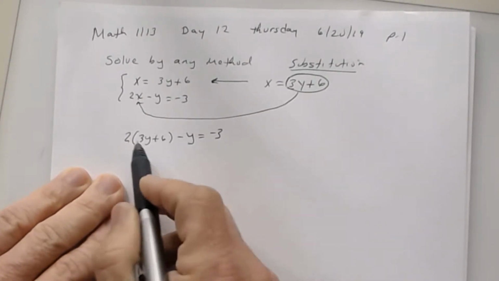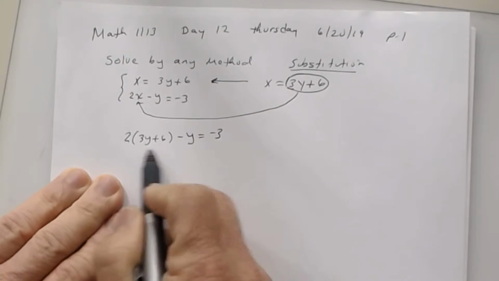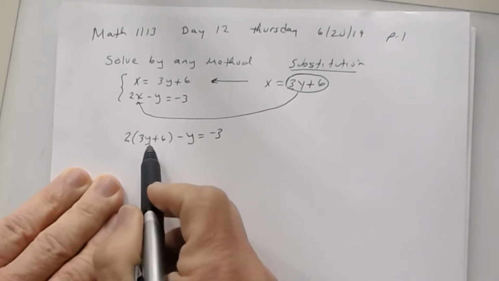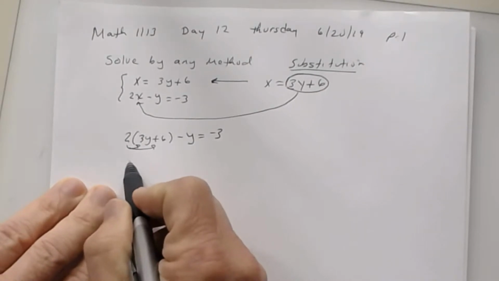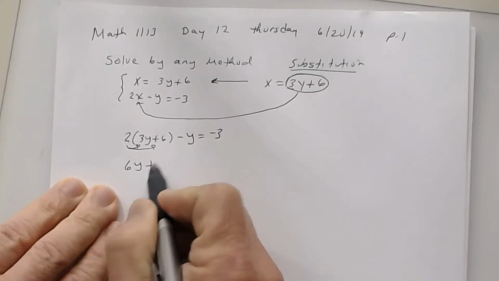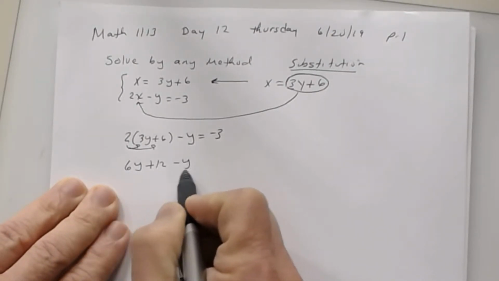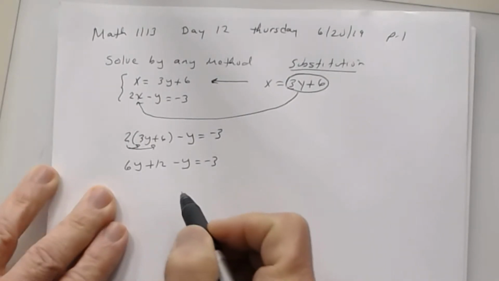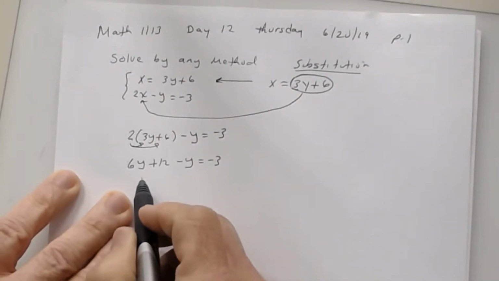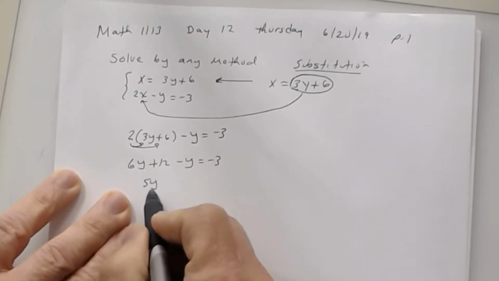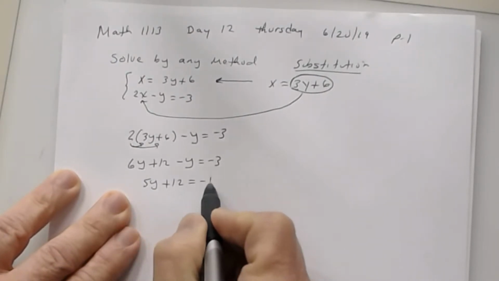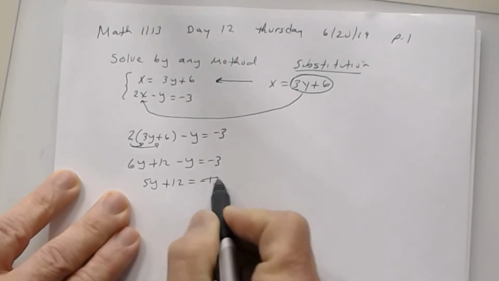All right. So now I've got to solve this equation that only has one variable in it. So what's the next step? Distributive property. So I get 6y plus 12 minus y equals -3. Then what? Combine like terms. So I get 5y plus 12 equals -3. Oops, -3.